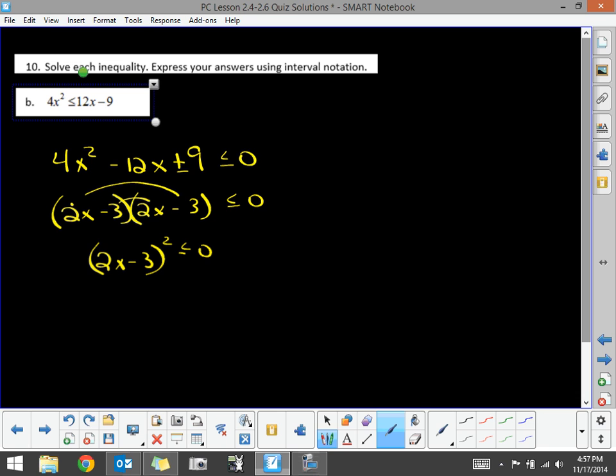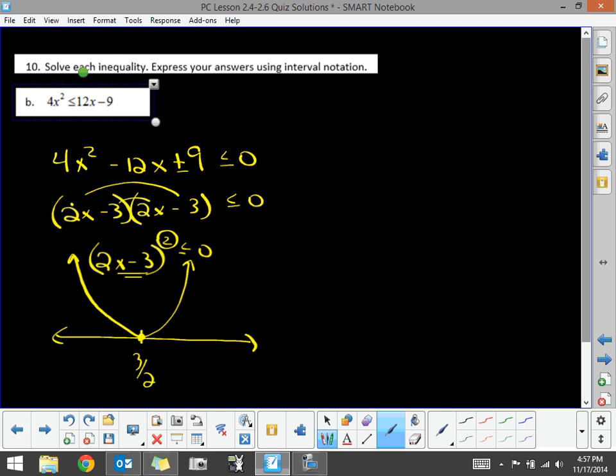So on my number line, I want to locate the location of the 0, and this is only 1 0. It's at a positive 3 halves. And when we put in a positive 3 halves, we know it's going to equal 0 because that is our 0. And the squared tells me it is tangent at that point. It's actually going to touch here, but never cross the axis again.